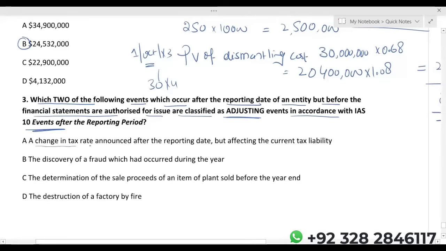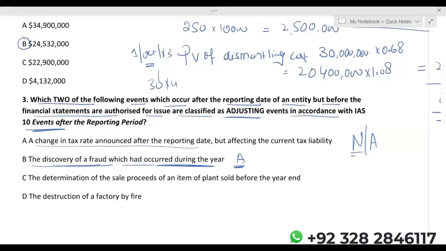A change in the tax rate announced after the reporting date is a non-adjusting event. The change was not announced before the year end, it was announced after the year end. So obviously we did not have any information that there will be a change in the tax rate. The discovery of a fraud which had occurred during the current year: obviously an adjusting event. Discovery of a fraud which occurred during the year is always an adjusting event.